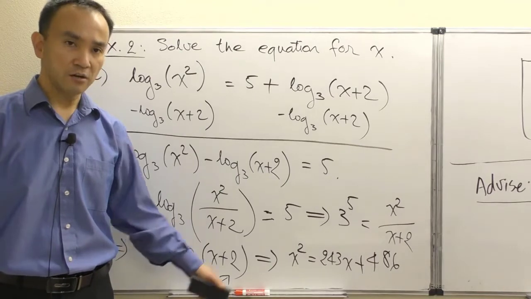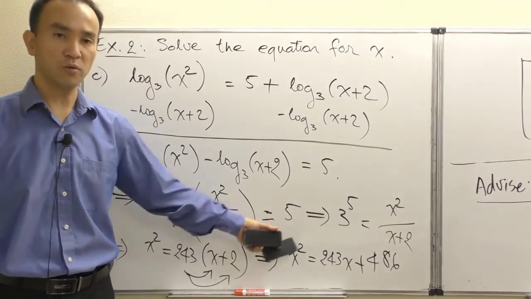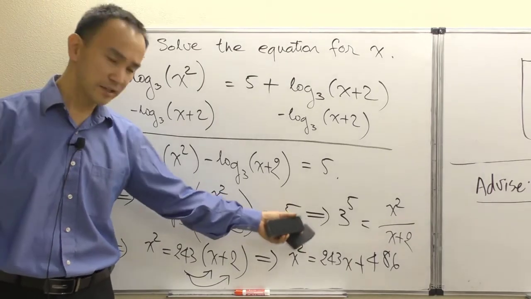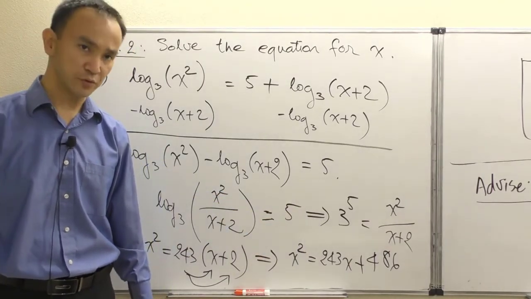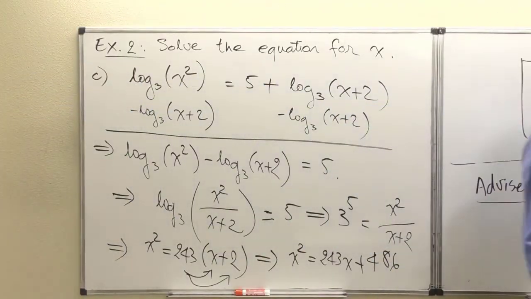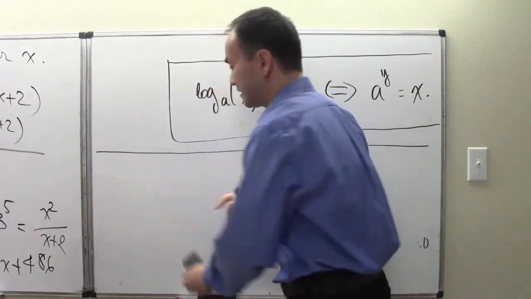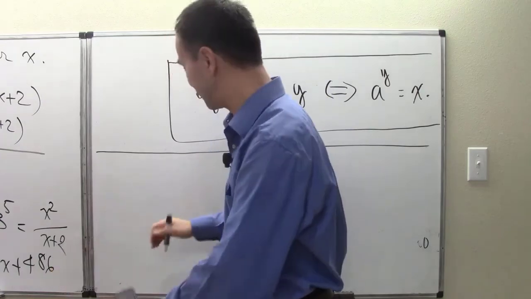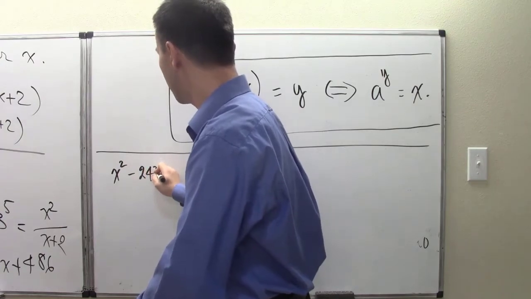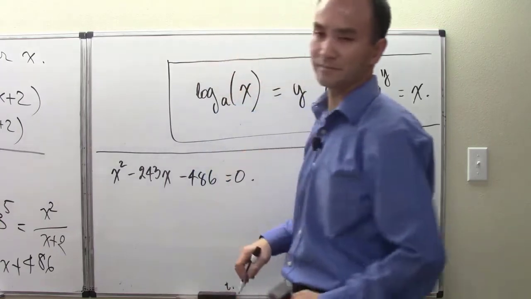All right, and so when it comes to this point, being a quadratic equation, you can go with any methods you want right here. Anyone learning with me, anyone viewing this lesson, you can use whatever methods you would like. It's just simply a quadratic. To make it even more clear, that quadratic can be rewritten as x squared minus 243x minus 486 equals 0.